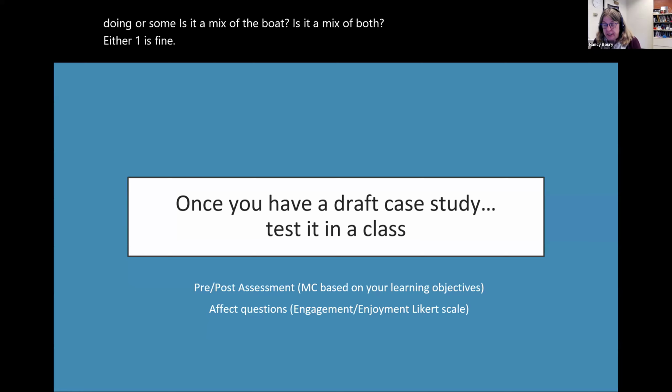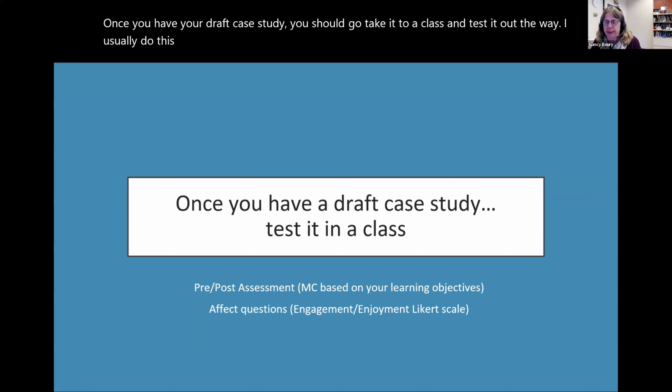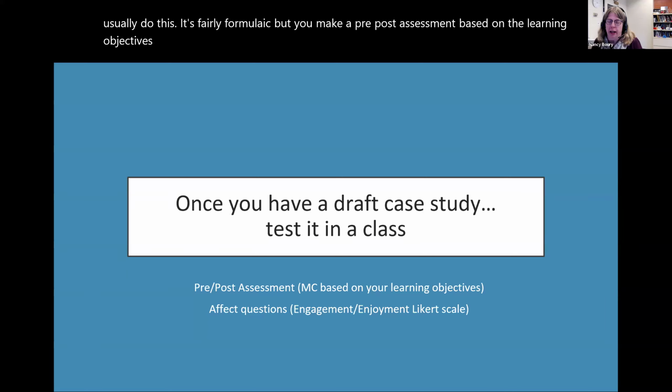Once you have your draft case study, you should go take it to a class and test it out. The way I usually do this, it's fairly formulaic: you make a pre-post assessment based on the learning objectives. And then I usually do an affect question here and there.